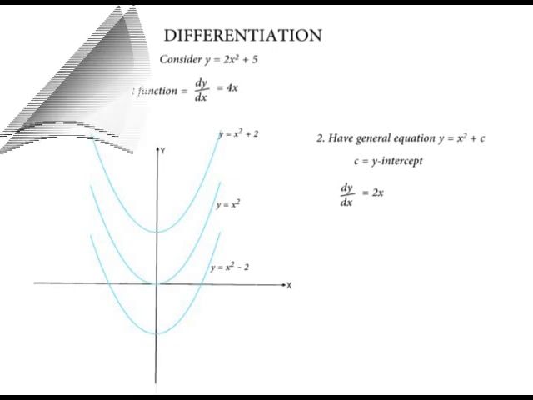Very well, now we look at reverse differentiation. Now, in differentiation, we obtained the gradient function from the equation of a curve. Given the gradient function, we can reverse the process and obtain the equation of the curve. This is called reverse differentiation or integration. Consider equation y is equal to x to power 4 plus 1. 1 is a constant and can actually be any number.